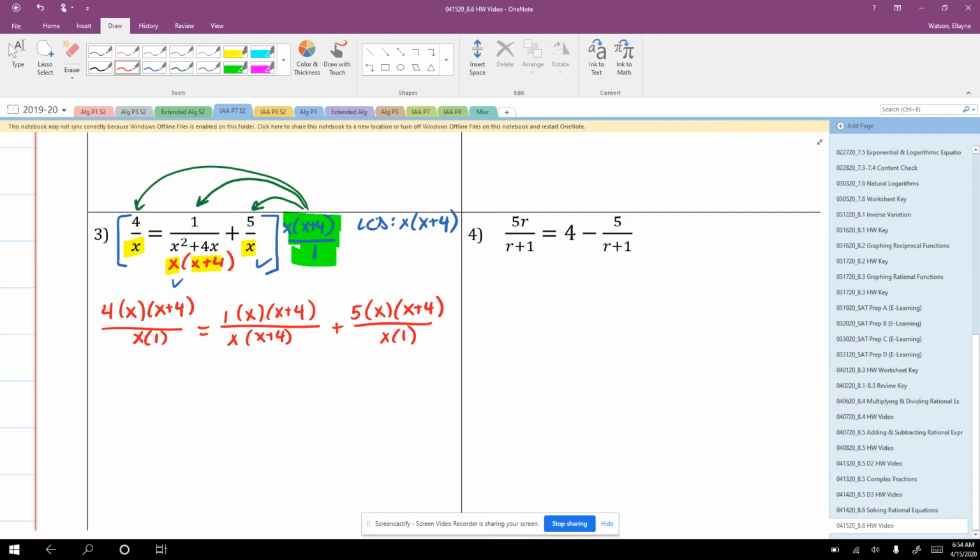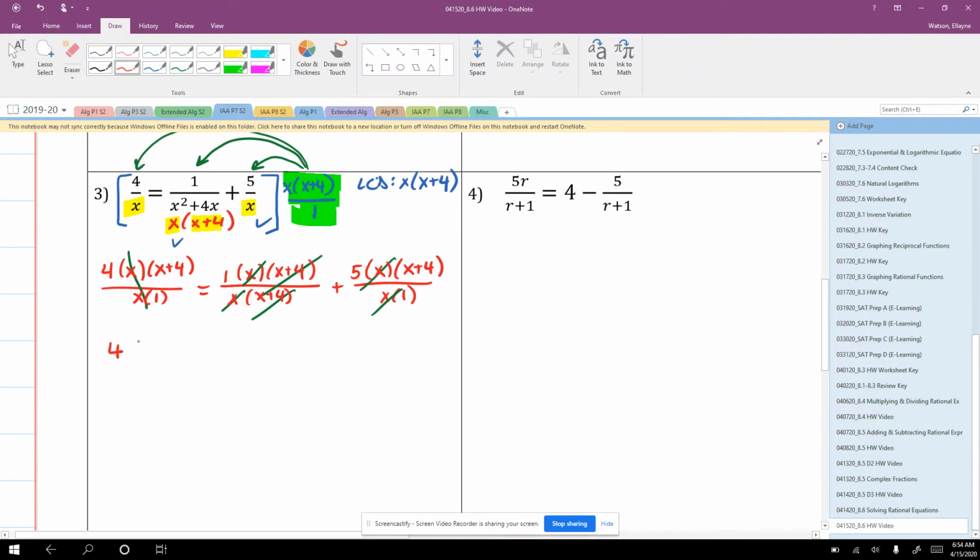The reason we're doing this, again, is that our goal is to get rid of the denominators. By doing this, we can cancel out all the denominators in each term: x and x plus 4, x. What does that leave us with? 4 times (x plus 4) over 1. I'm not going to write the over 1. Equals, well, here I only have a 1, so I have to write the 1. Plus 5 times (x plus 4). And we reached our goal of canceling out all the denominators.